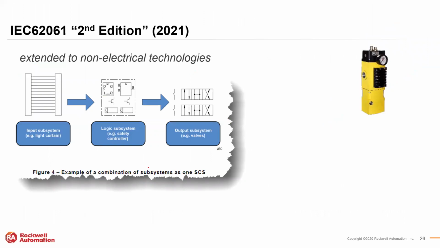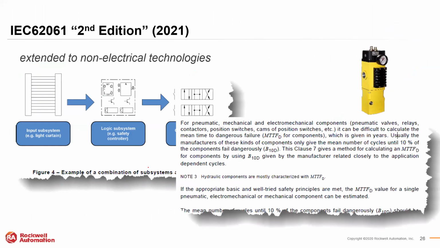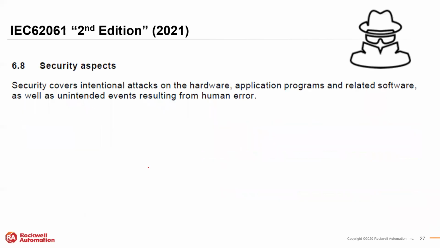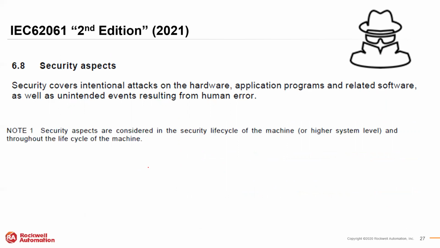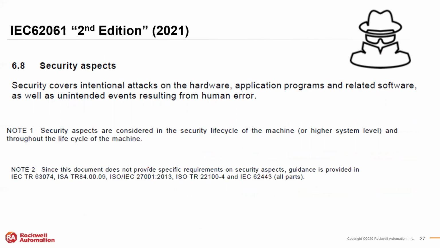For the non-electrical technologies, again, there are some examples given with things like solenoids, hydraulics, pneumatics, relays, contactors, etc. So that's now more well addressed in the new 62061 with SIL, as is some detail around security aspects. So we're now responsible to think about things like cybersecurity or accidental changes that might be made during our machine safety lifecycle. And there are other standards that go into detail of how best to do that.